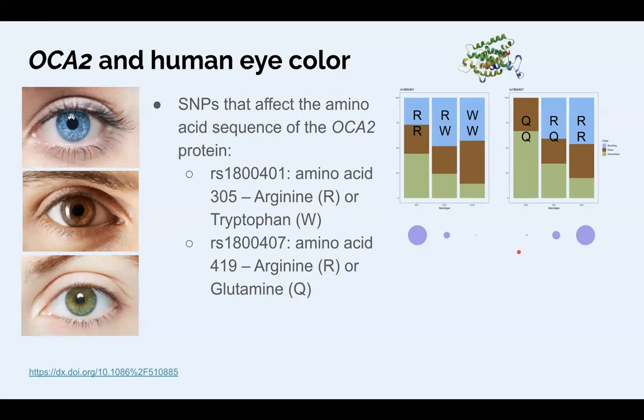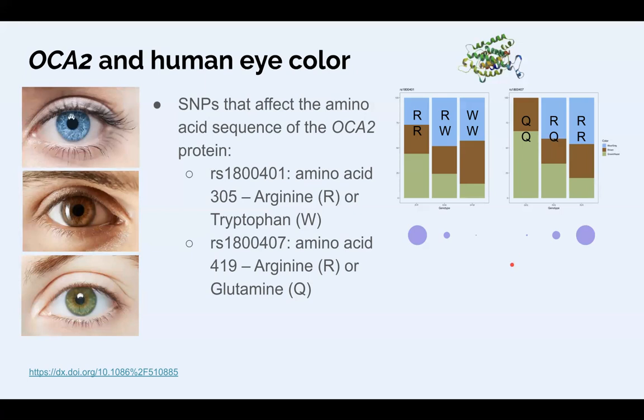So you'd hypothesize that the phenotype, the difference in eye color, would come down to a difference in how this protein is put together, and that in turn is caused by a difference in the nucleotide sequence.